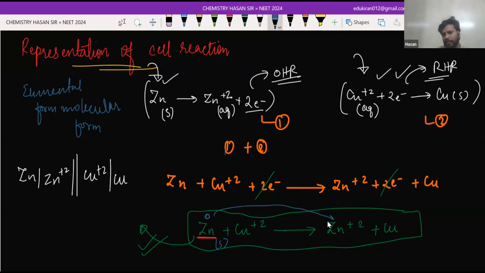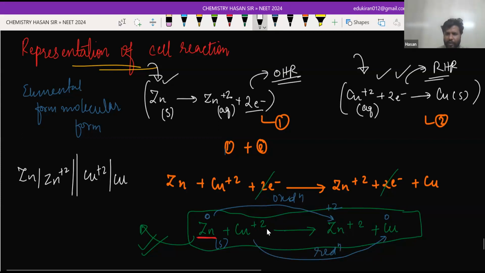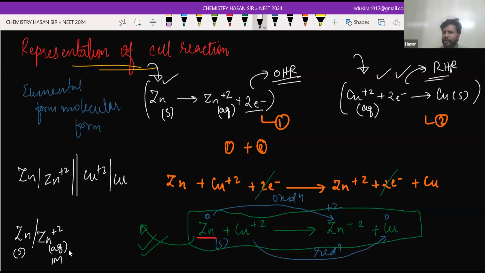So it goes from 0 to plus 2, that means oxidation took place, and this goes from plus 2 to 0, since it is also in elemental form. So plus 2 to 0 is your reduction. Oxidation we write first, so Zn goes into Zn plus 2, with one slash. You can write solid as well as aqueous here, and also the molarity. And the double slash is for the salt bridge.